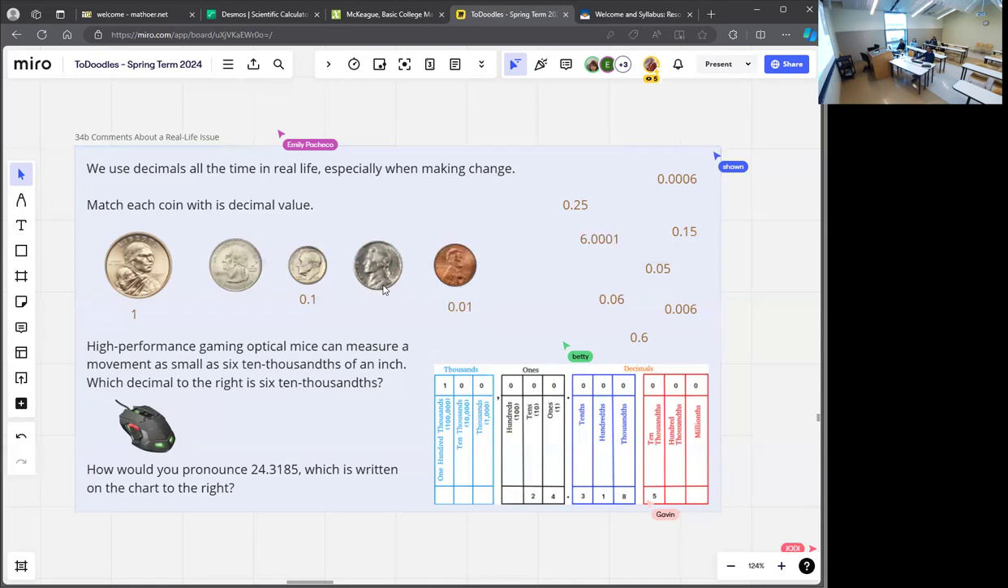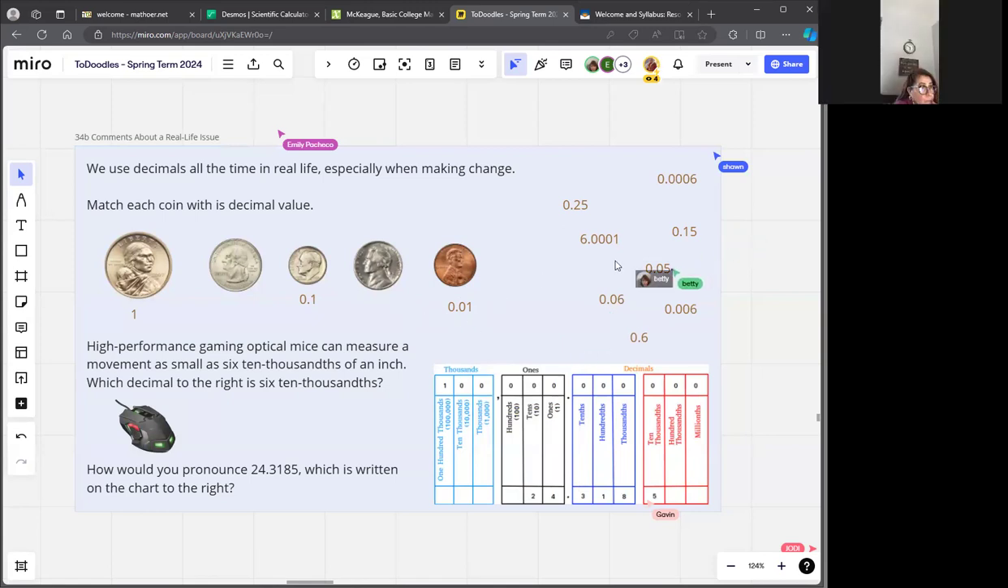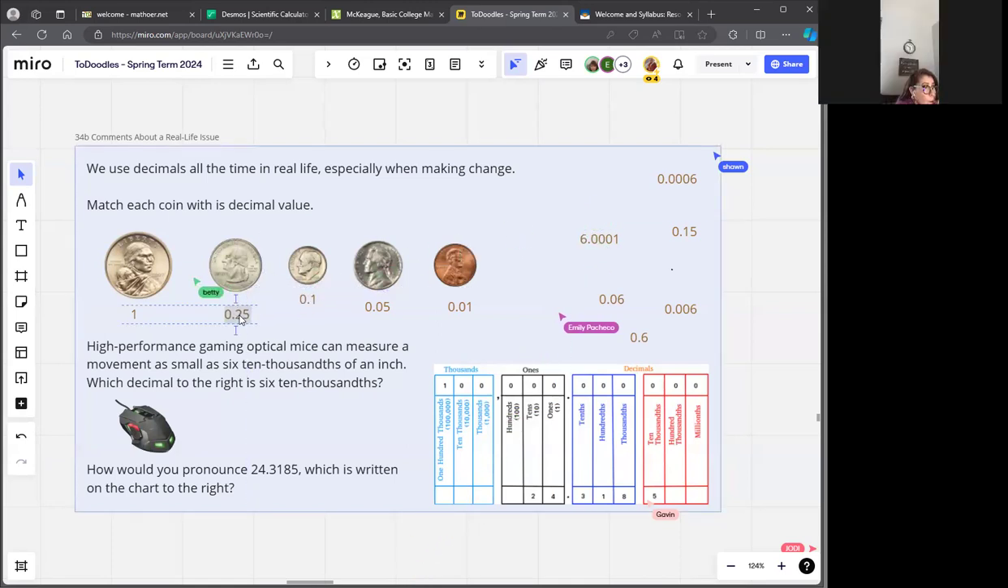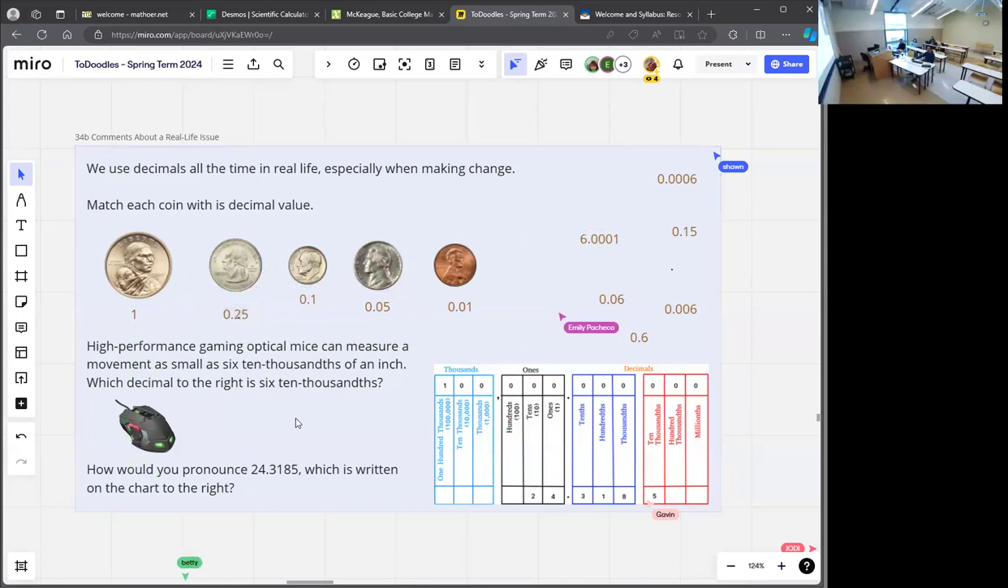How about the nickel? What's 5 times as big as a penny? So not 0.01. It's going to be this one. Yes, the 0.05. And then a quarter? 0.25. This one, okay.